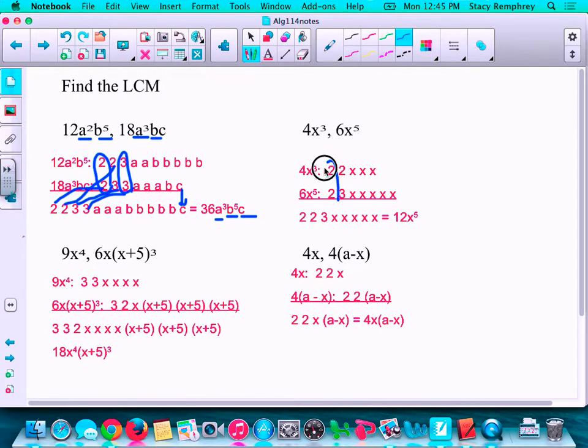For these, again, the common 2, I brought that down, and then I have the extra 2 and the extra 3, and then the x to the 5th.